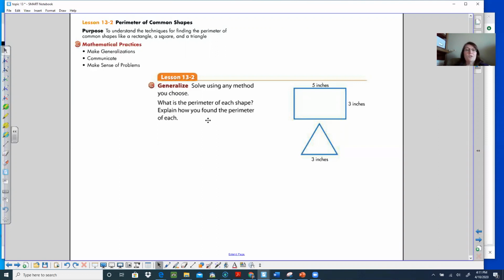Solve using any method you choose. What is the perimeter of each shape? Explain how you found the perimeter of each shape. So please pause the video. Then once you have the answer figured out, come on back and we'll see if your answer matches the work that I'm about to do.